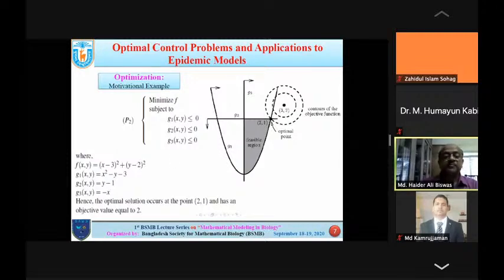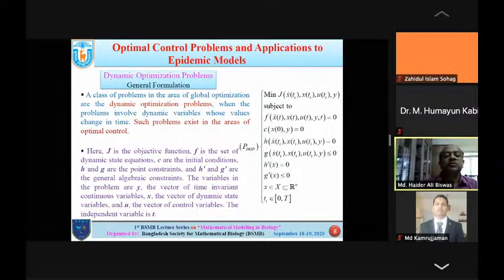But now we need to know about the dynamic optimization problem, because dynamic optimization is a little bit different from the general optimization problem. A dynamic optimization problem is a problem which involves dynamic variables, and usually it varies with changing time. And this type of problem actually arises in optimal control problems. I will discuss that next. And it is a very important mathematical formulation.